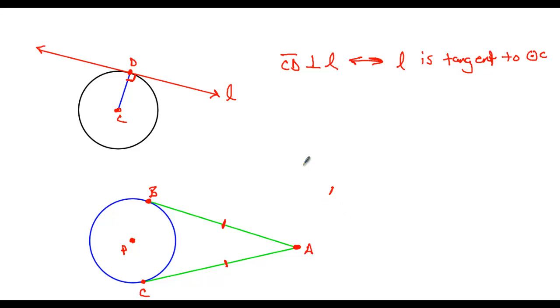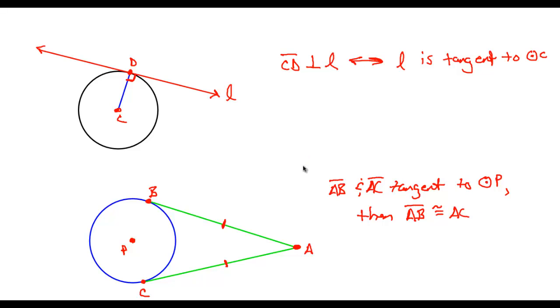So if you have AB and AC tangent to circle P, then AB is congruent to AC. And the key to this one is that they both start from the same point. Okay, so if you have two tangents that start from the same point, tangent to the same circle, then those two tangents are congruent to each other. So that's it. Make sure you know all these words and be ready to talk about it.